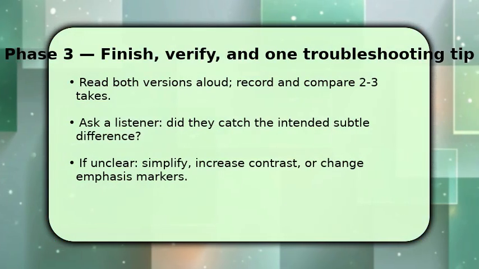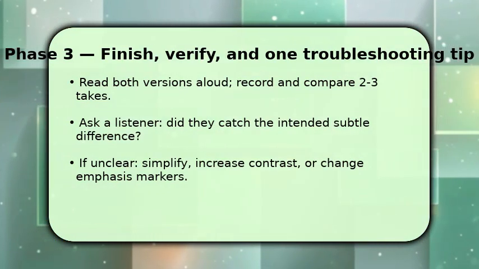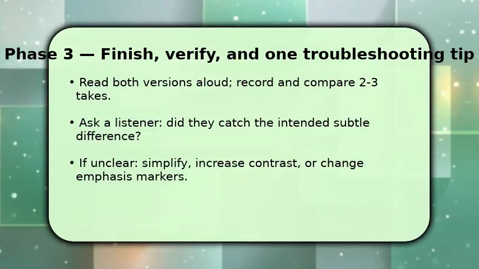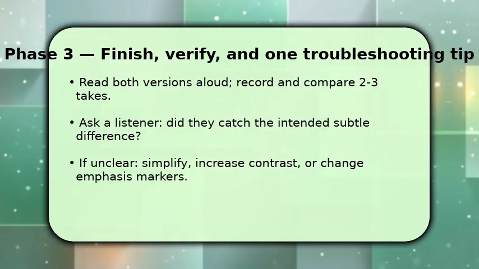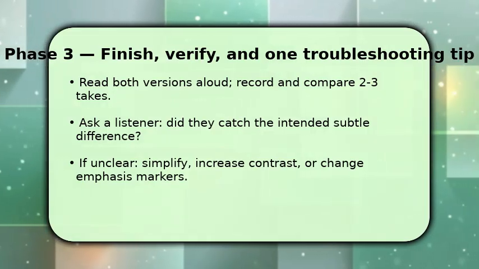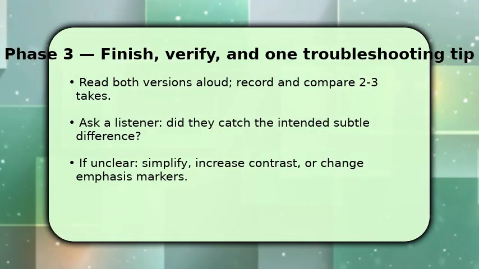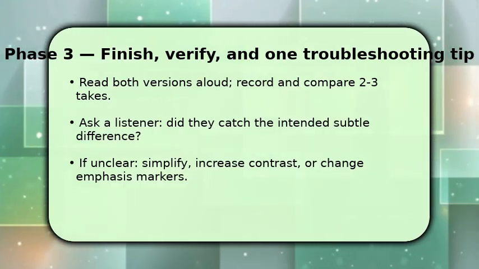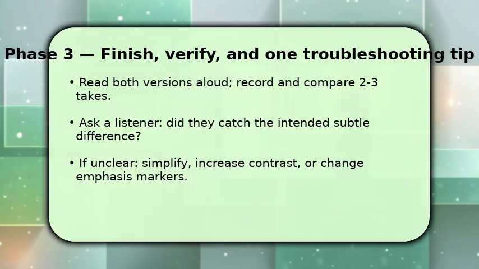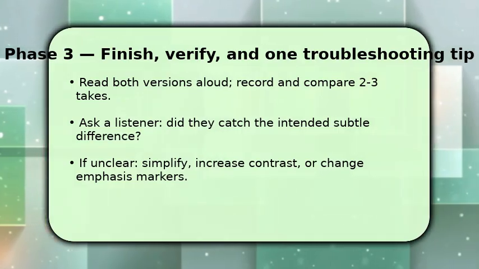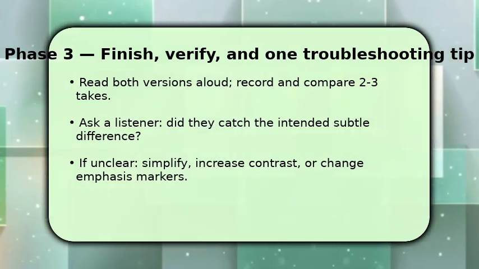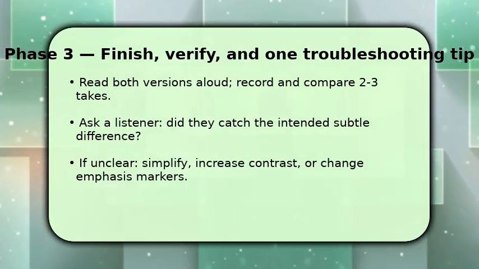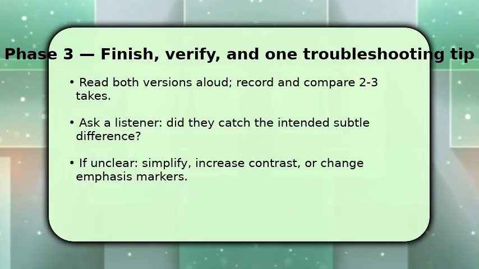Finish by refining and testing. Read both the baseline and nuanced versions aloud, record 2 or 3 takes, and listen for differences. Ask a listener whether they perceived the subtle change and note which words signaled it. If the nuance doesn't come through, simplify the sentence, increase the contrast with a stronger modifier, or change emphasis with punctuation and pacing. A key troubleshooting tip: when readers miss it, amplify one element at a time so you can pinpoint what creates the nuance.